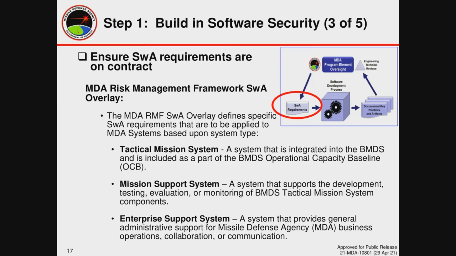There are three different types of systems at the Missile Defense Agency. There are tactical mission systems. Those are systems that are integrated into the Missile Defense System and are included as part of the operational capacity baseline. Then there are mission support systems. Those are systems that support the development and support the testing and evaluation and monitoring of those tactical systems. And then there are the enterprise support systems. Those are systems that provide administrative support for the agency as a whole.